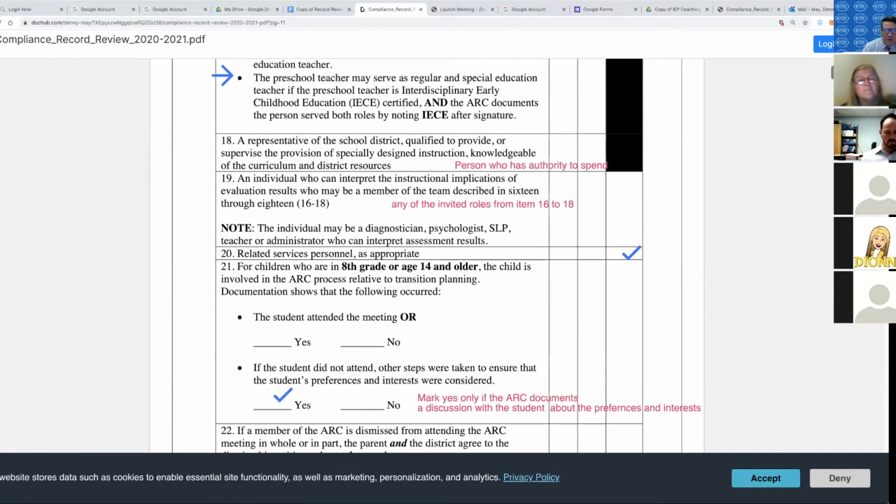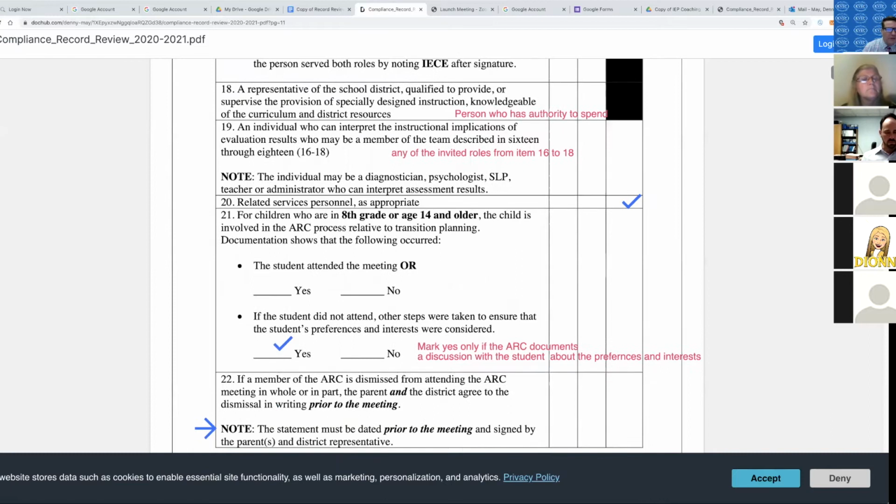Now, for children who are in the 8th grade or 14 or older, the child is involved in the ARC process relative to transition planning. Documentation shows that the following occurred. The student attended the meeting, or if the student did not attend the meeting, you have another way of including their preferences and interests. You have to document that with rich discussion in the conference summary.